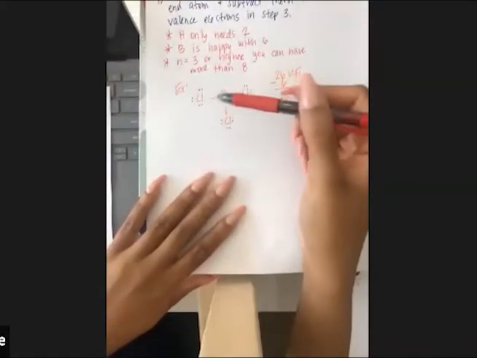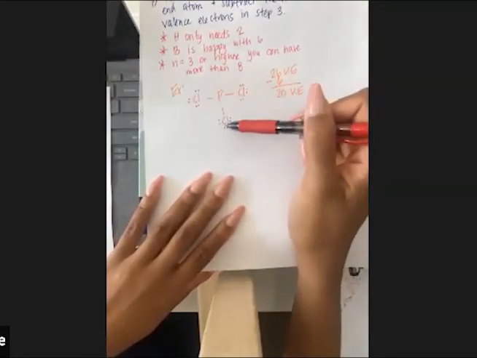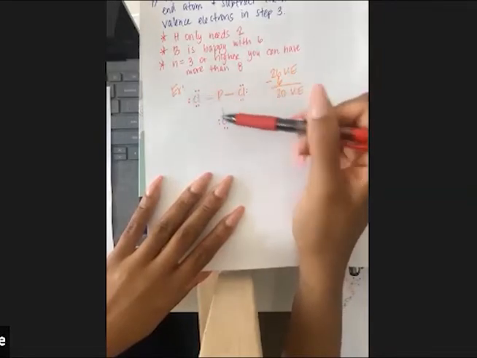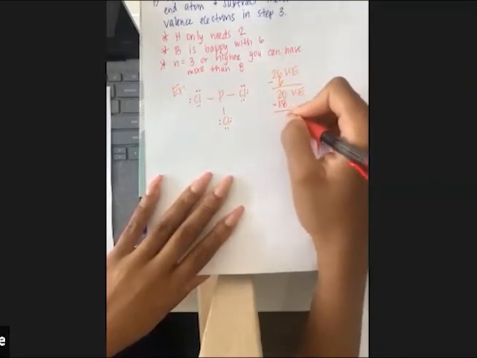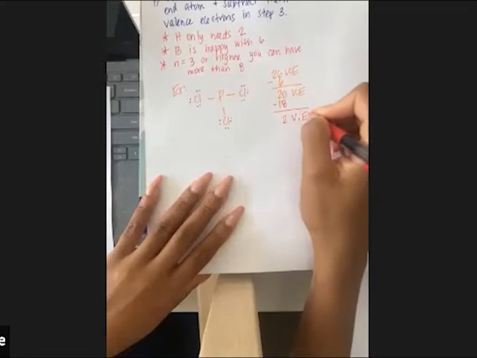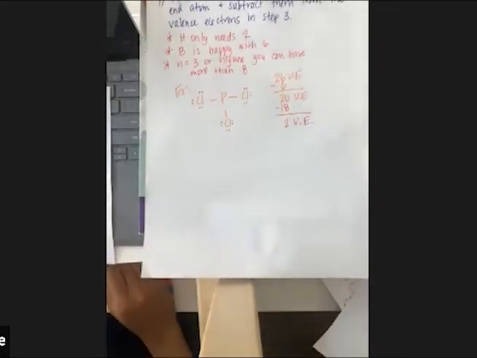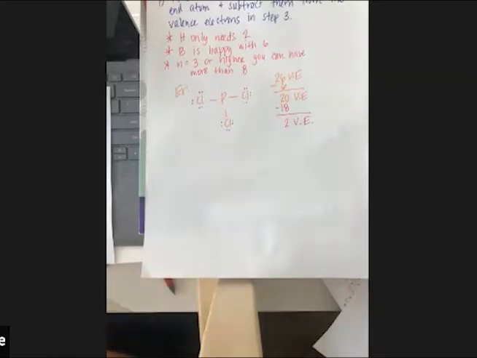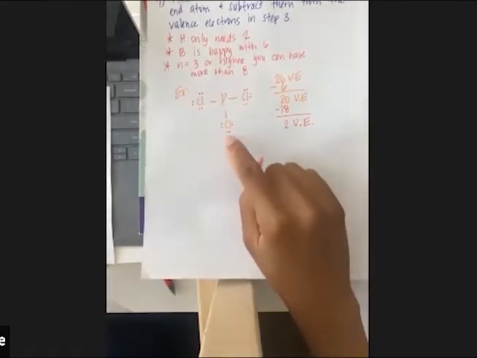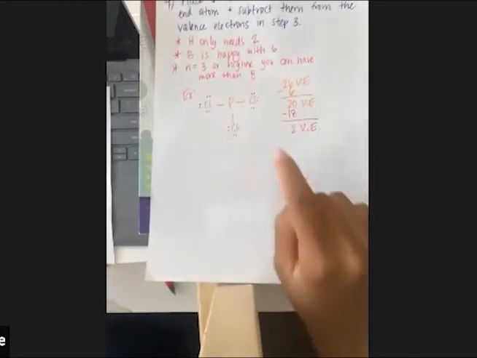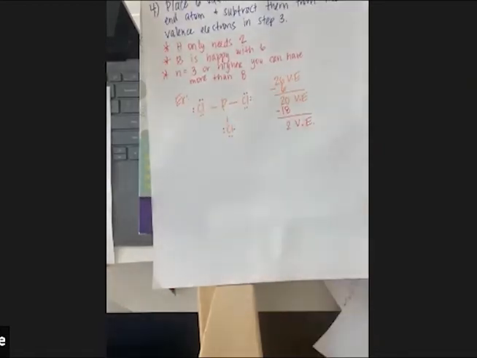So what I'm saying is I'm subtracting the 6 I put around each of the chlorines. So that's 6 times 3, which is 18. I'm going to subtract 18, and I have 2 valence electrons left. Kanan, why did you subtract the 18? Because I put 6 around each chlorine. So that's 2, 4, 6, 8, 10, 12, 14, 16, 18. So I'm saying 6 around each chlorine, 6 times 3 is 18.